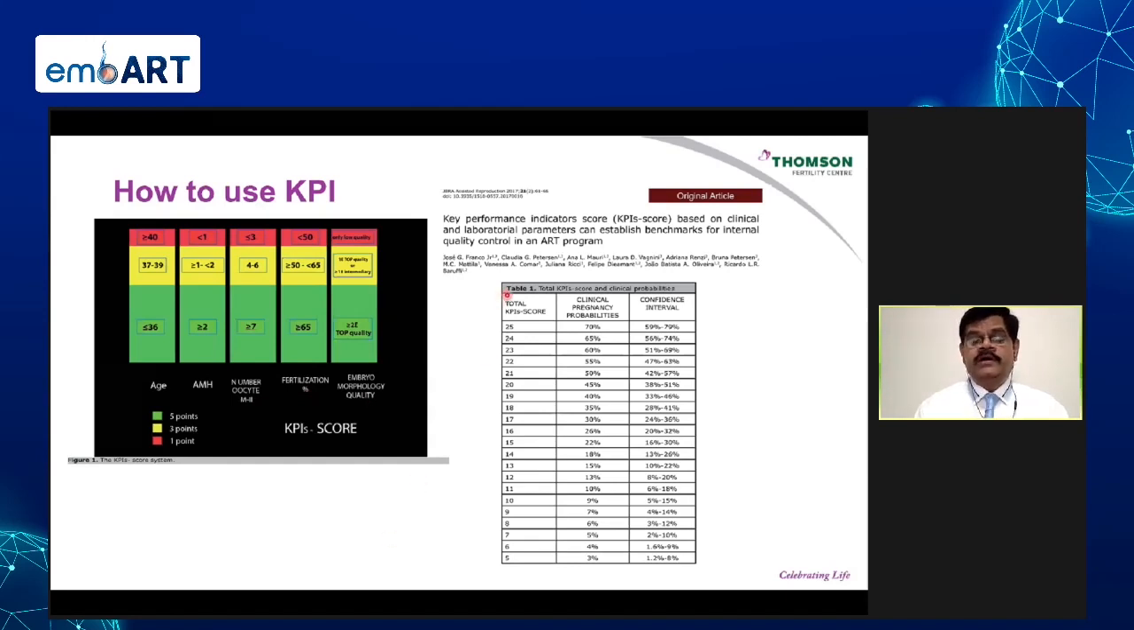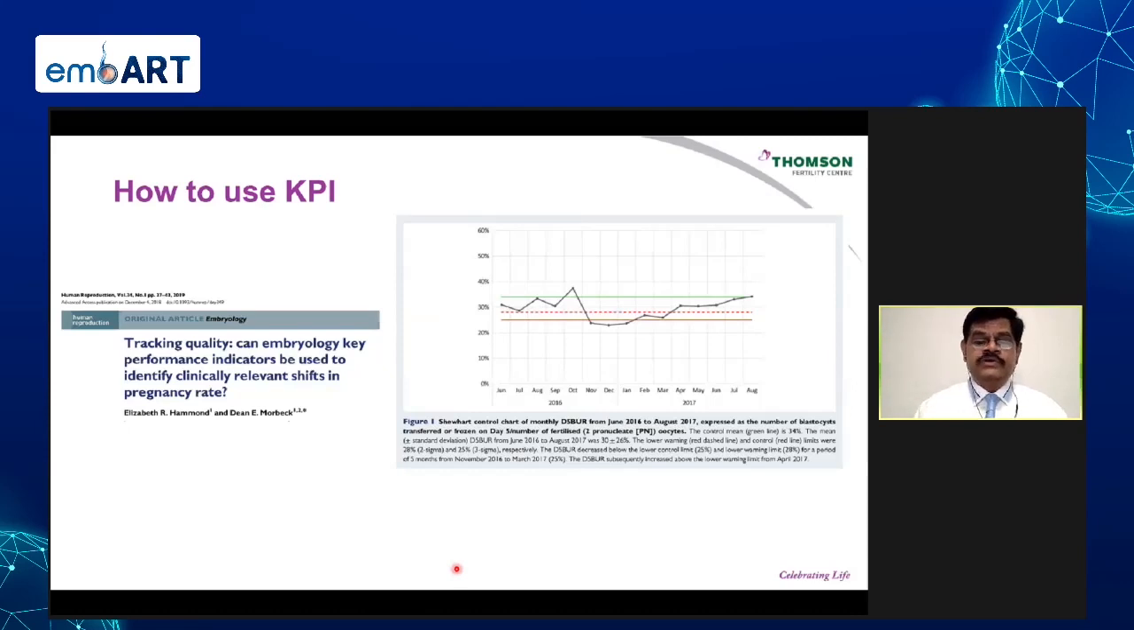And when they did the study and tabled it up, you can see that there's a 70% probability for a clinical pregnancy when the KPI total score is 25. Of course, the confidence interval is also given. So when the KPI score is 5, the pregnancy chances are very low, right? So this way, you can develop your own system to use KPIs. And also, you can track quality.